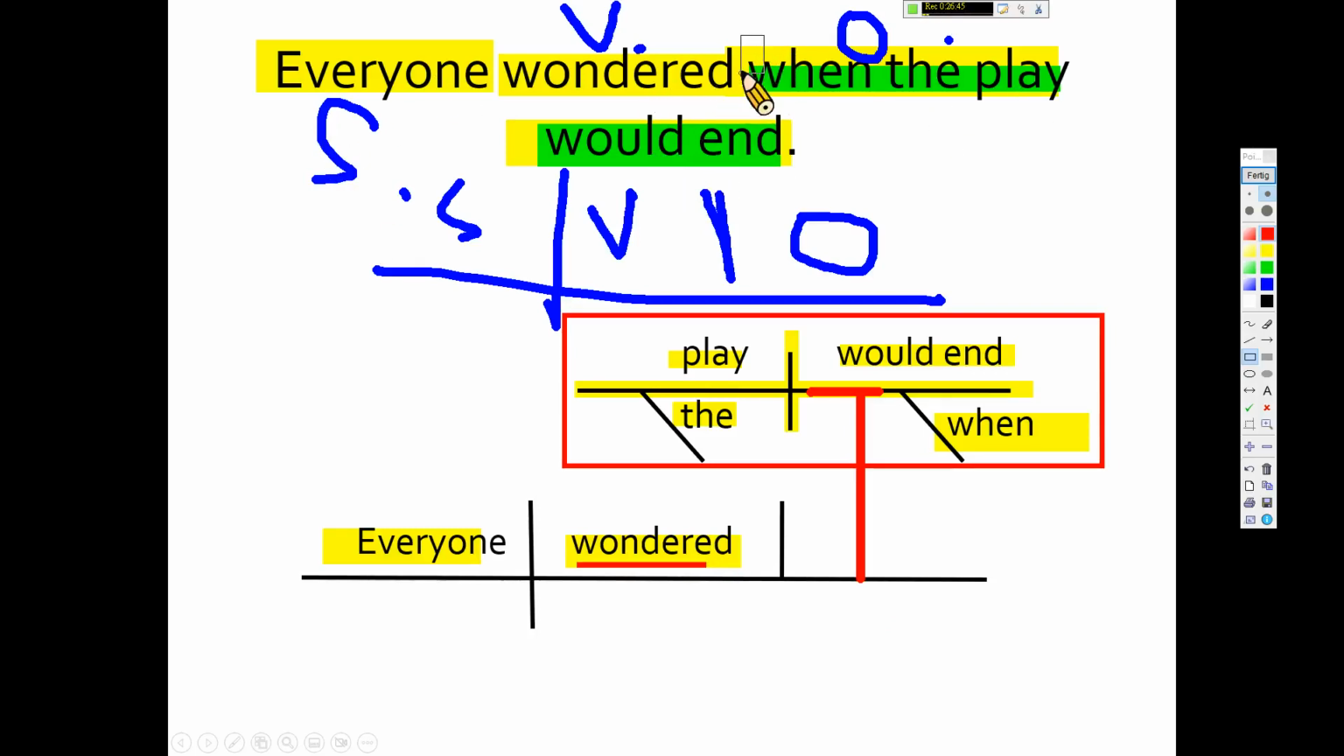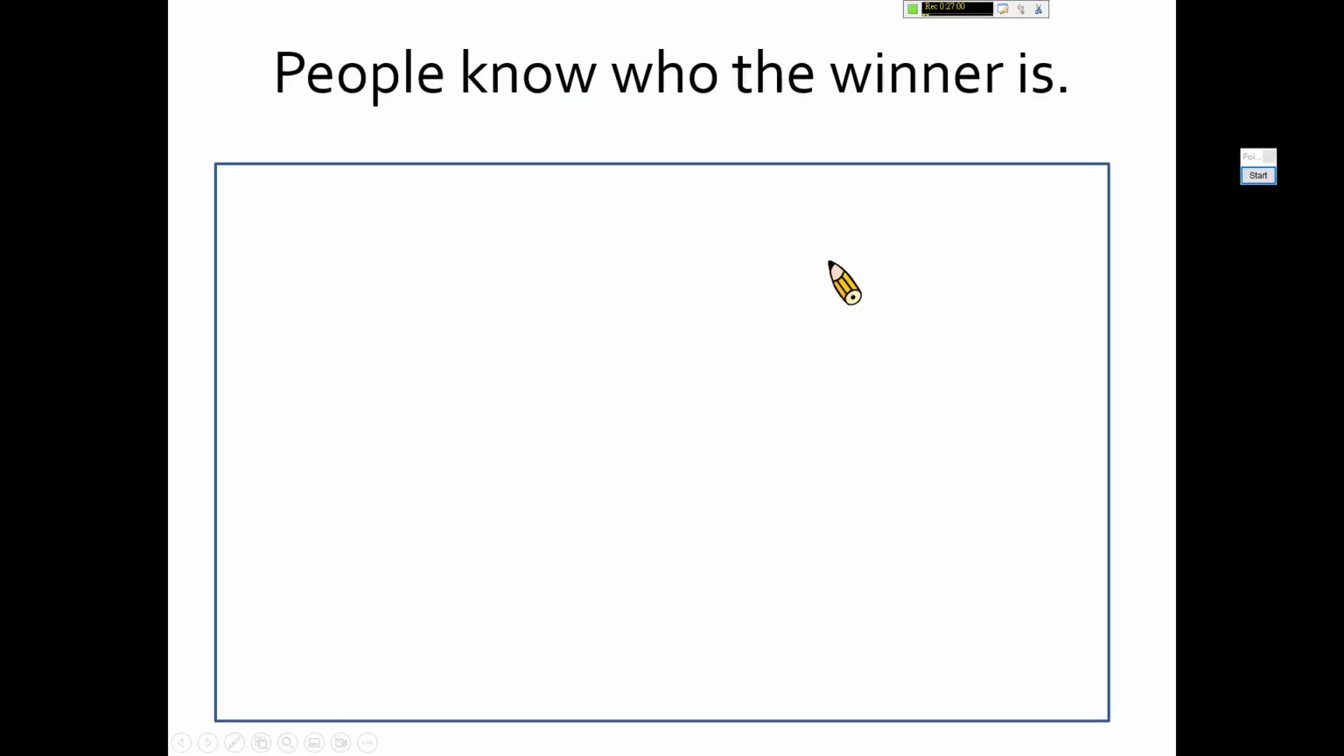We know this is the part. This is the noun clause. And this is the object. And it should be here. Okay, so take a good look at this one. Okay, so now it's your turn to play around.